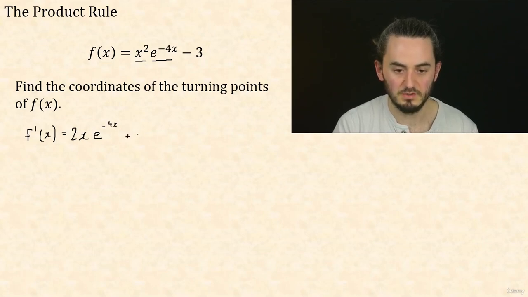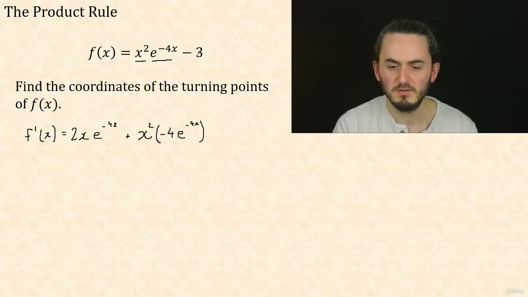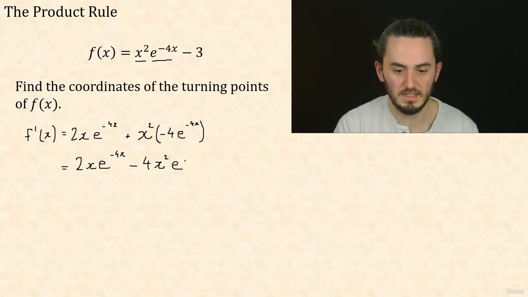Now we're going to add on, differentiate the first, no, sorry, don't differentiate the first, but do differentiate the second, which is minus 4 e to the minus 4x. So that's the chain rule applied to that exponential. Differentiate the negative 3, we just get 0. So what have we got? If I neaten things up, I've got 2x e to the minus 4x minus 4x squared e to the minus 4x. And I want to figure out when is that equal to 0.